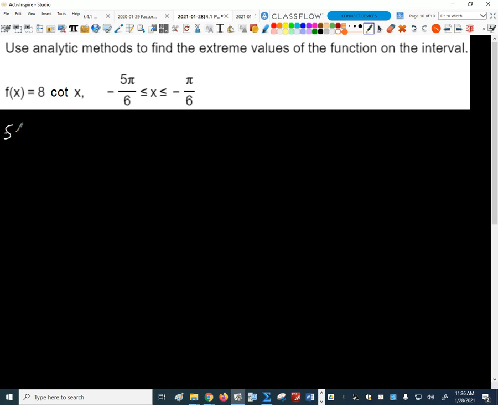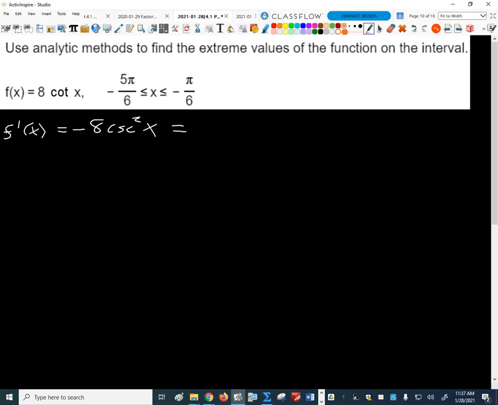So the derivative of cotangent x is what? I'll read lips. Somebody say it carefully into the camera. Isaac said negative cosecant squared x. Okay, so we end up with -8 cosecant squared x, okay, which is the same thing.